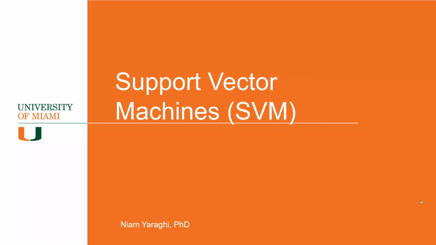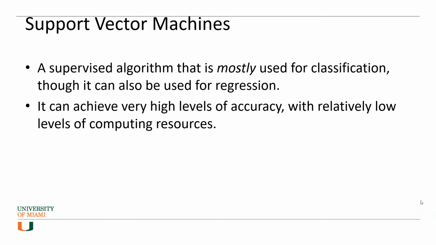All right, in this video, I'm going to talk about support vector machines. Support vector machines are a class of supervised machine learning algorithms that are mostly used for classification. However, they are also capable of doing regression for you. And the good thing about them is that they can achieve very high levels of accuracy with relatively low computation power, and they are very intuitive and easy to understand.